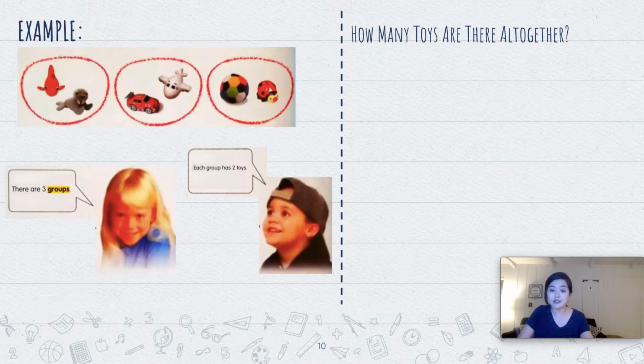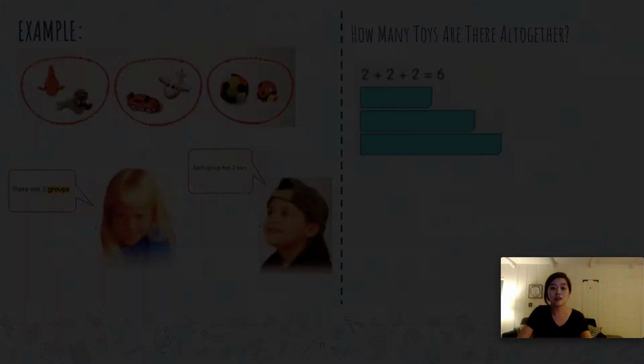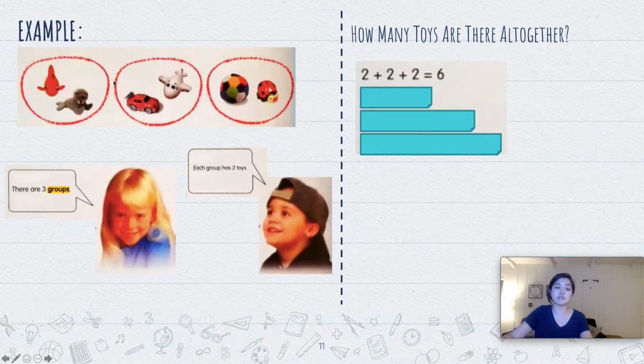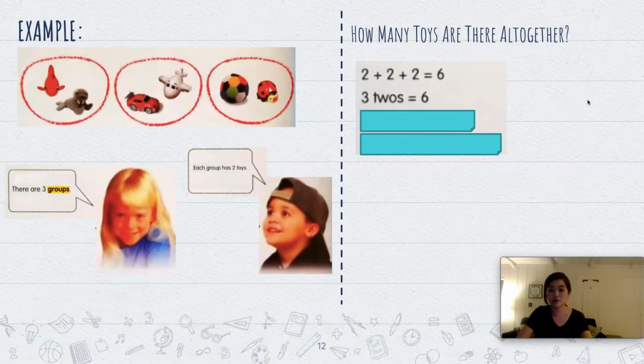How many toys are there all together? Well, we can just count the toys in the group. So we have a 2, and a 2, and a 2. And we can add them all up and we get 6. We can count by twos, 2, 4, 6. That's one way to do it. We can also look at this number sentence as 3 twos, because how many twos are there? 1, 2, 3. There's 3 twos. 3 twos also make 6.